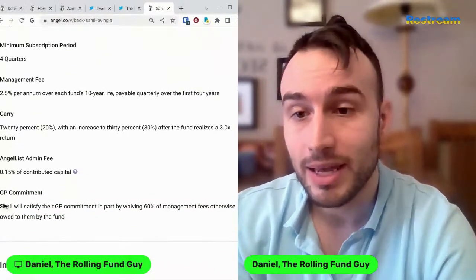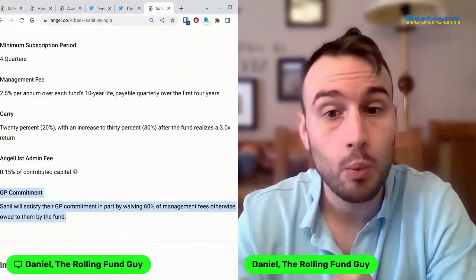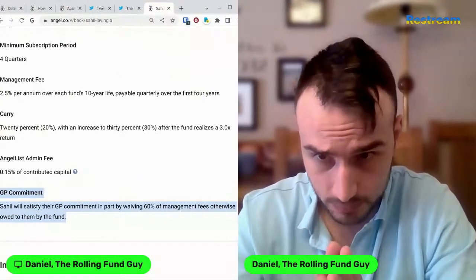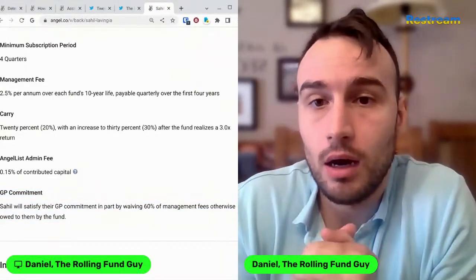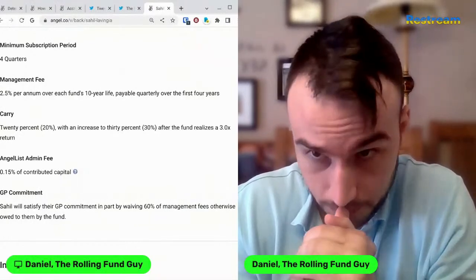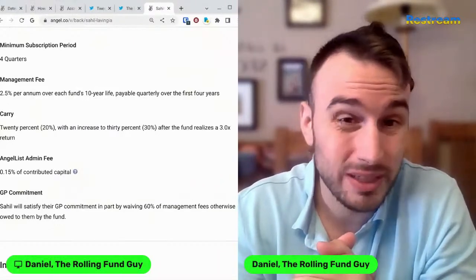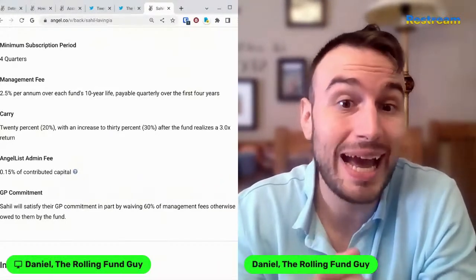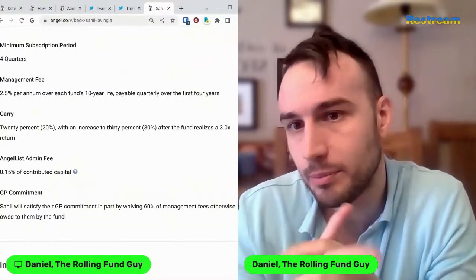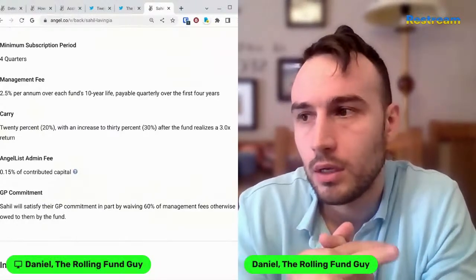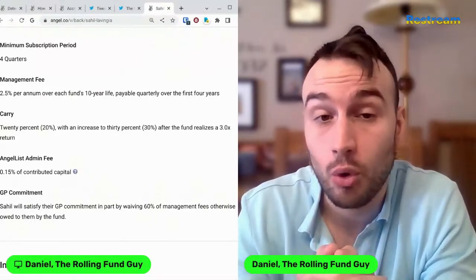Aha, GP commit. Sahil will satisfy his GP commit in part by waiving 60% of management fees otherwise owed to them as the fund. So Sahil is taking a 2.5% management fee, which actually works out to 25% of contributed capital per quarter. However, he's then sending 60% of that, which would be on a $1 million quarter, which I believe he's collecting more than $1 million per quarter in investment.